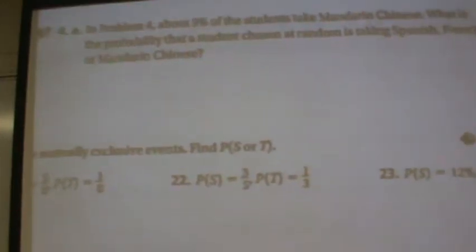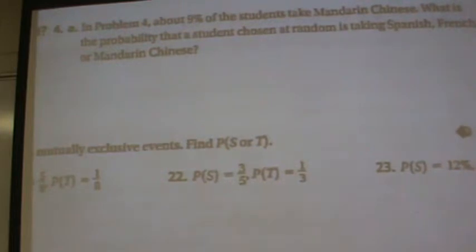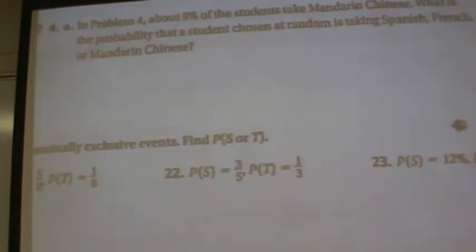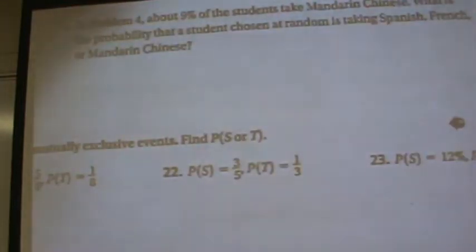So now they're telling you at this school, 9% of the students take Chinese. Again, you can only take one language at a term. So what would be the probability of taking Spanish, French, or Chinese? What would you do? Anyone know? You're gonna add them up.